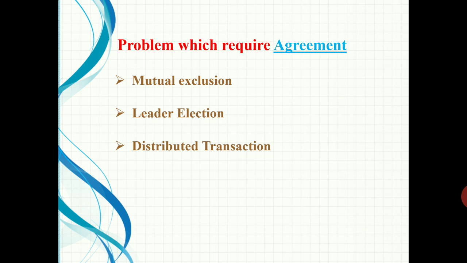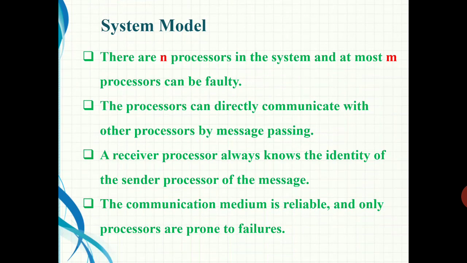First of all, we will discuss the system model. That is, the agreement problems are studied under a system model. There are n processes in the distributed system, and at most m processes can be faulty. That is, we consider that there are some number of processors in the distributed system, out of which at most m can be faulty processes. That is the first assumption.